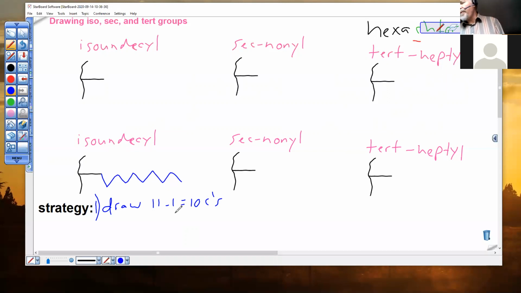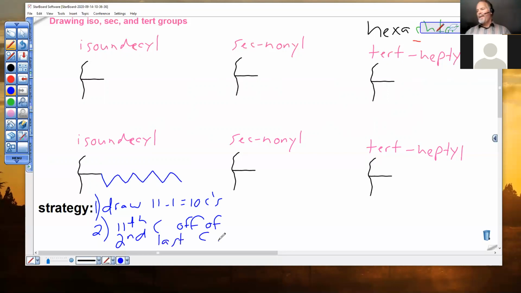And strategy 2 for an iso: 11th C off of second last C. And just remember, iso, you got to make a V on the end. There's the second last C. Put it in green here. Okay, see the V on the end? Iso. 11 carbons.